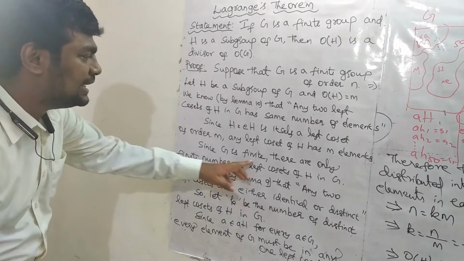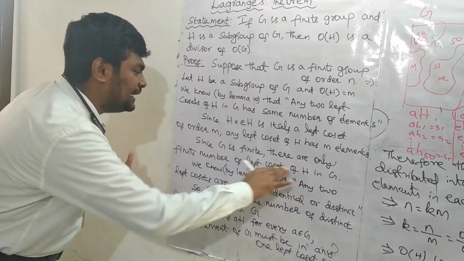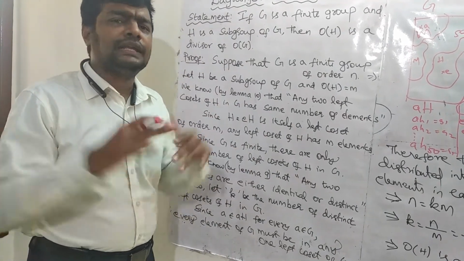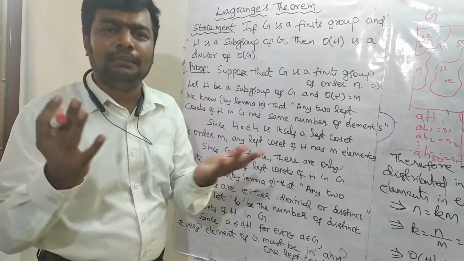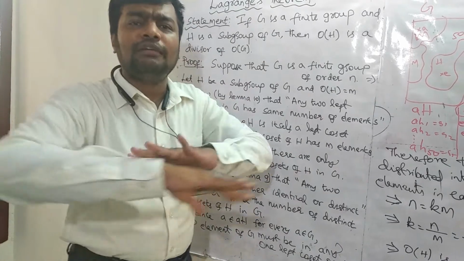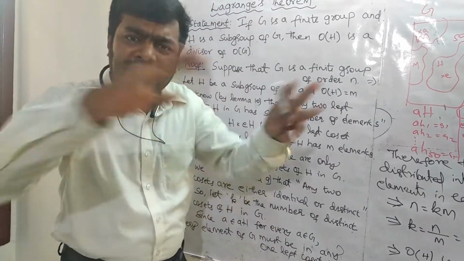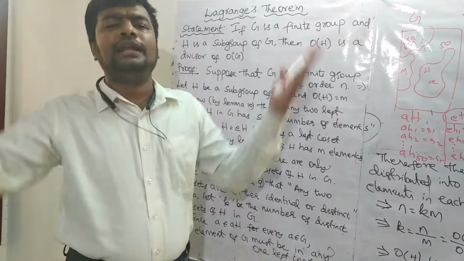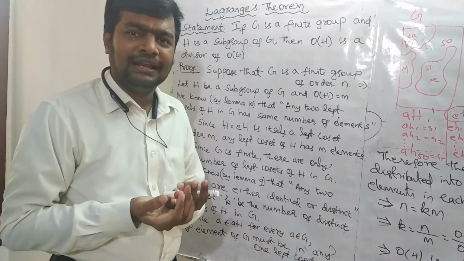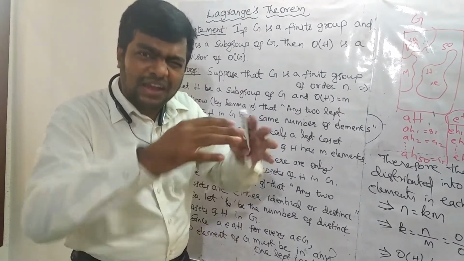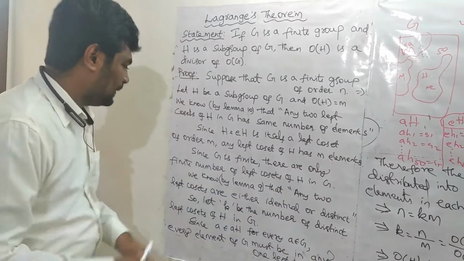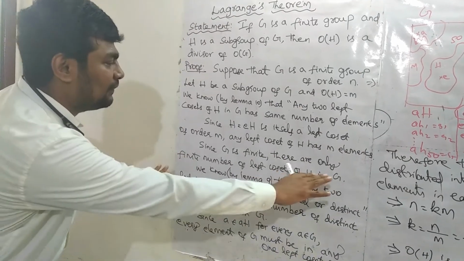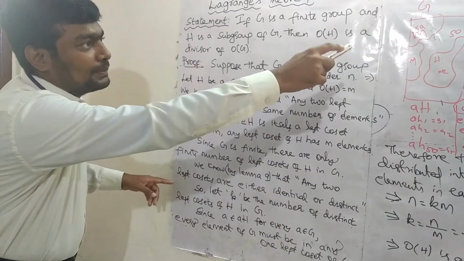Since G is finite, there are only a finite number of left cosets. We know that G has only a finite number of elements. It cannot contain an infinite number of left cosets, right? For example, if we have a big mass, a finite mass, and we are making that mass into small groups, can you get an infinite number of groups? It's not possible, right? We will be getting a finite number of groups. Same way, since G is finite, there are only a finite number of left cosets of H in G. Now step 2 is over.